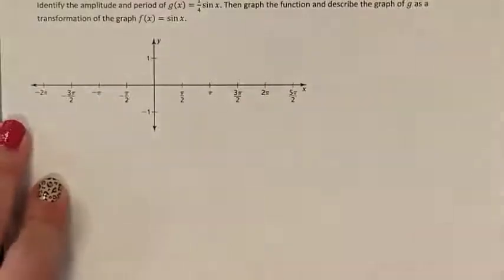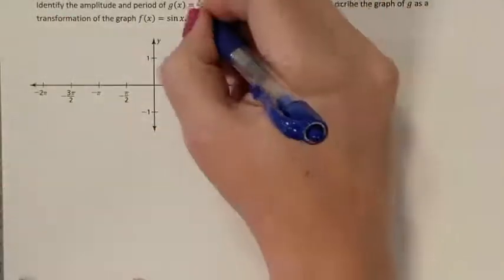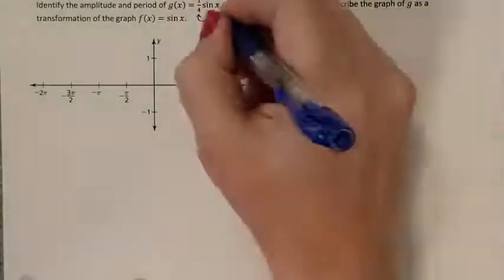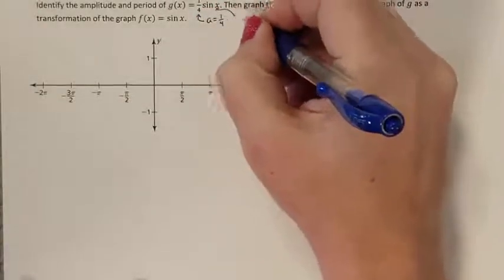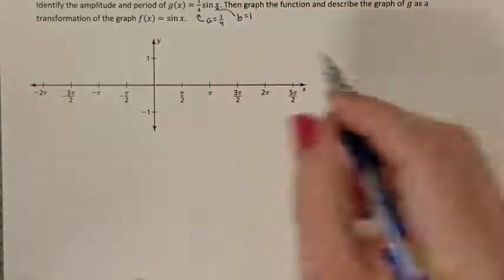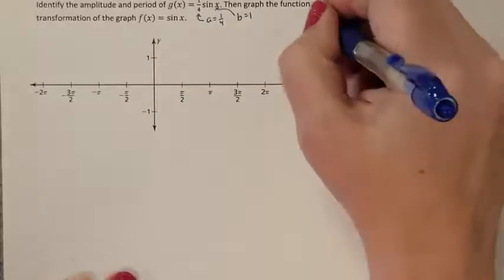Let's go ahead and graph your second sine problem. So first to graph, we need to identify A and B. A is always the number in front of the sine, so my A is 1/4. The B is always the number in front of the x, so my B is 1. To be able to graph it, we first have to find our amplitude and our period.